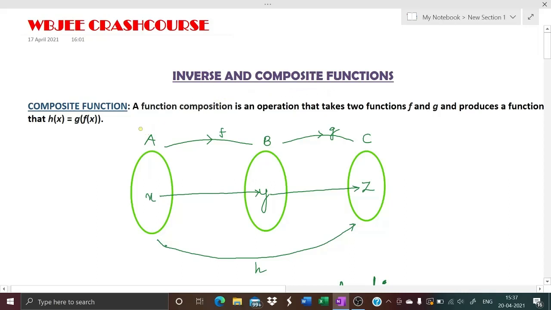This is your third lecture on differential calculus, and today we will be discussing inverse and composite functions. First we will see the definitions and the basics, and then we will move on to the questions. So first we will discuss composite functions.